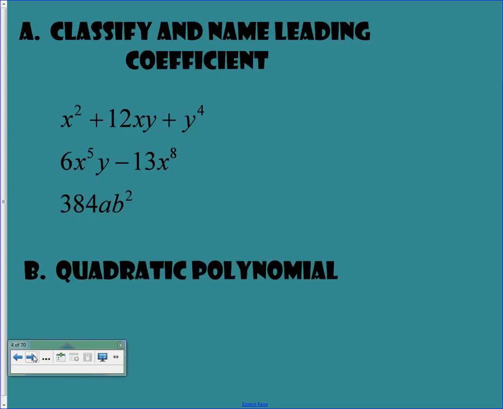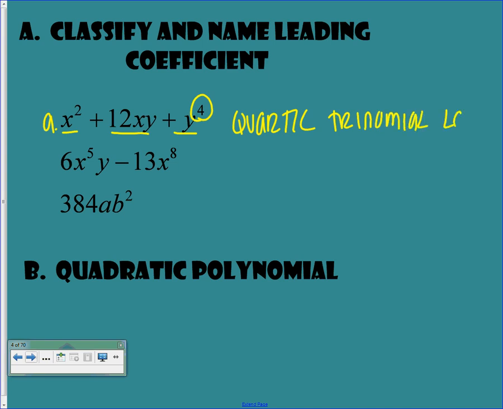So let's try a few of these. Example 1, part A, has x squared plus 12xy plus y to the 4th. This is clearly not written in standard form, but I can still classify it. I see the largest exponent is a 4, so that makes it quartic. I see that I have 1, 2, 3 terms, so that makes a trinomial. And the leading coefficient comes from the term with the largest exponent. So right here is a 1, so our leading coefficient is a 1. So quartic trinomial, leading coefficient of 1.